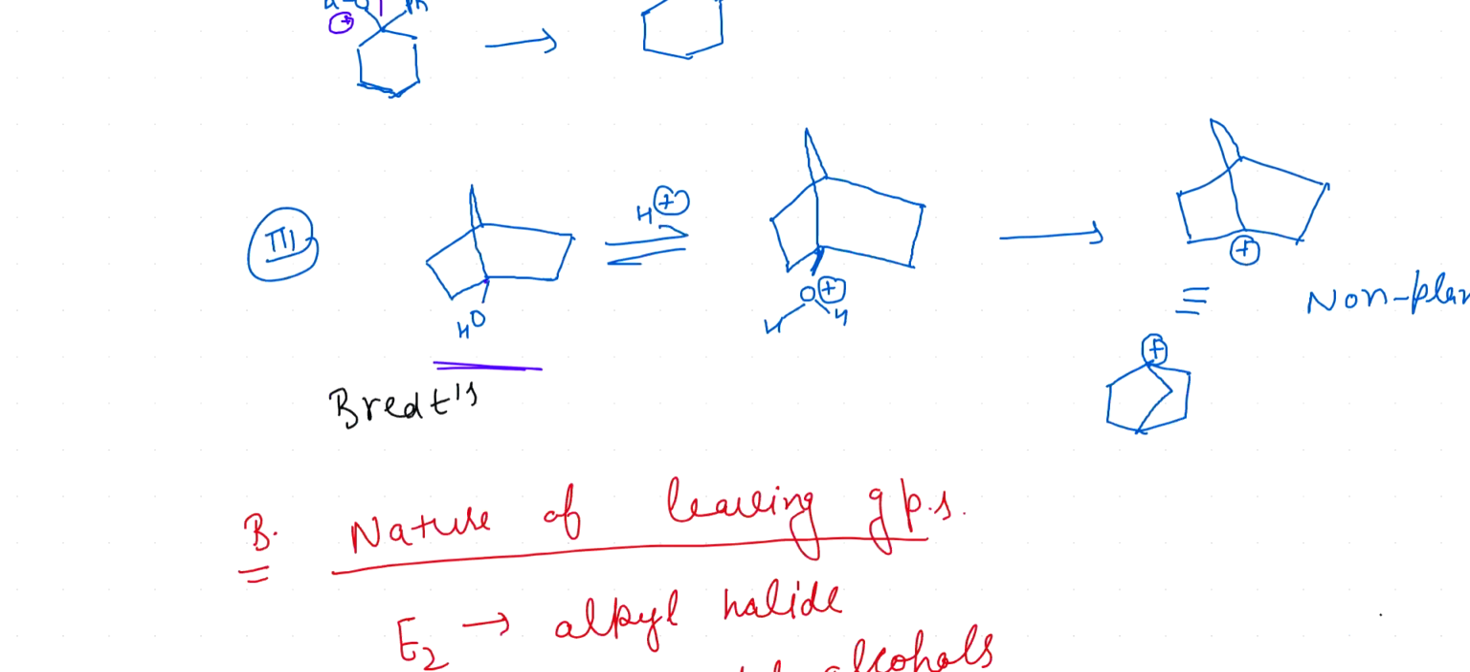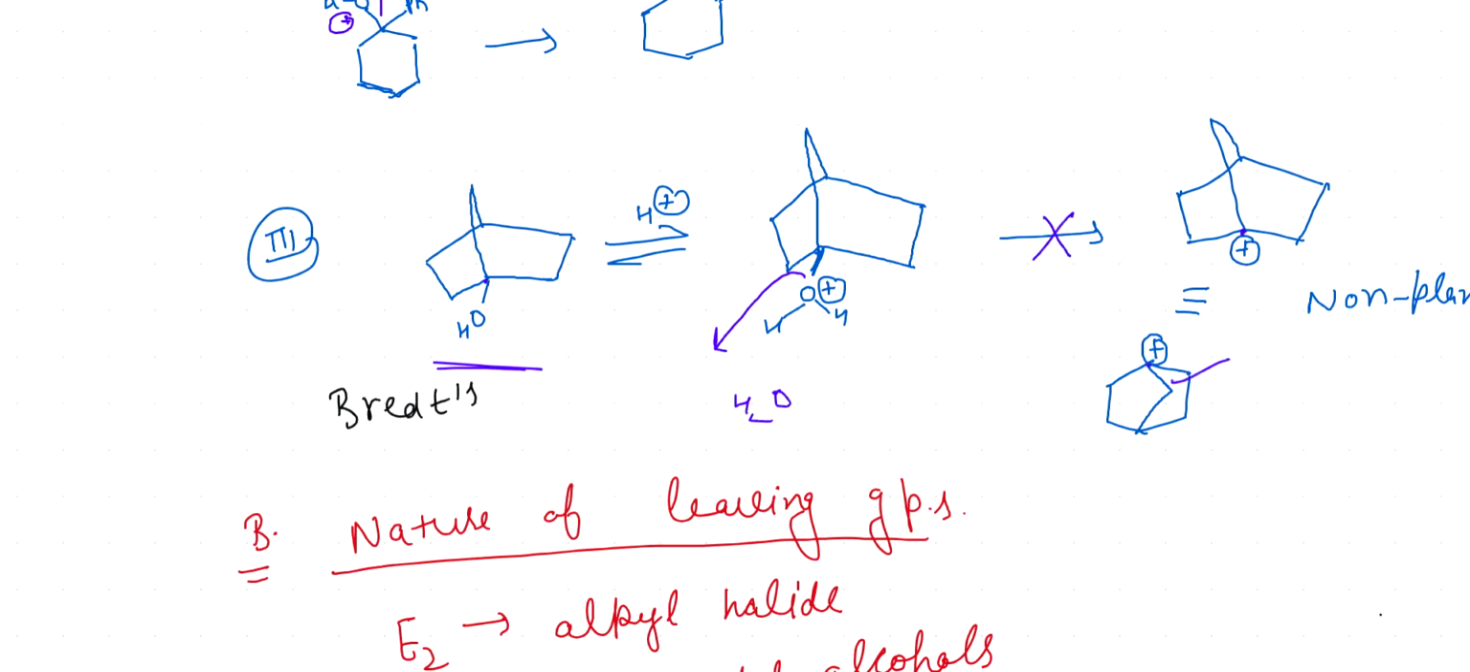When this OH group is protonated, it forms OH2 positive. If we remove the H2O from here, clear? Then there will be formation of a carbocation, which is not possible because this carbon is non-planar, because this carbon is a part of the bridge. Here this carbon is forming the bridge.